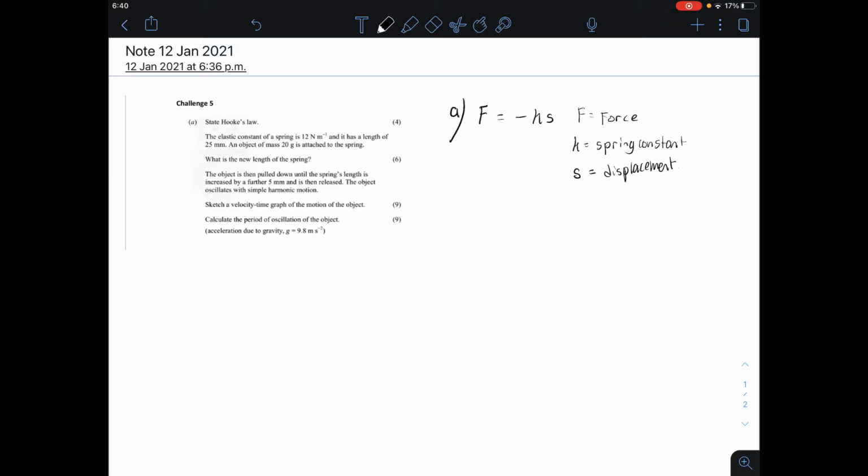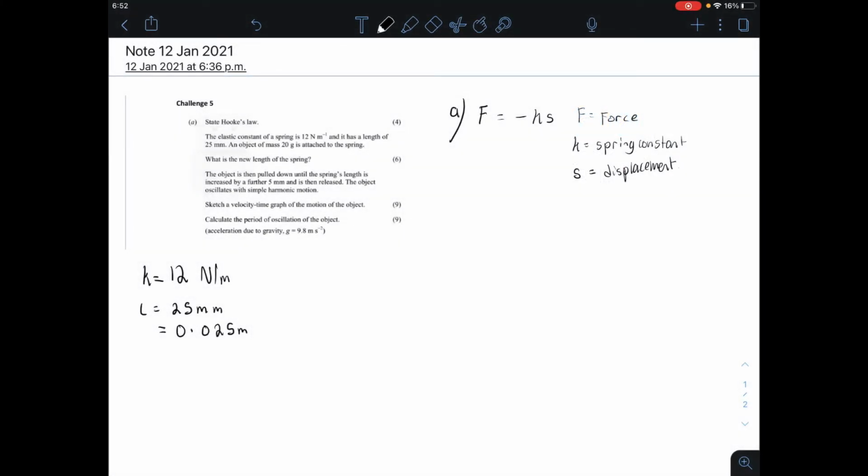An elastic constant of a spring is 12 newton meters, and it has a length of 25 millimeters. An object of 20 grams is attached to the mass. Find the new length of the spring. The first thing we're going to do is write out what we know. We're told that K, the spring constant, is 12 newtons per meter, and that it has a length of 25 millimeters. Immediately I'm going to change this value into meters, so that's 0.025.